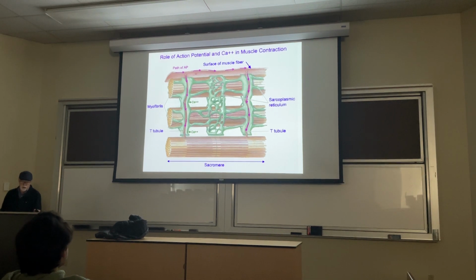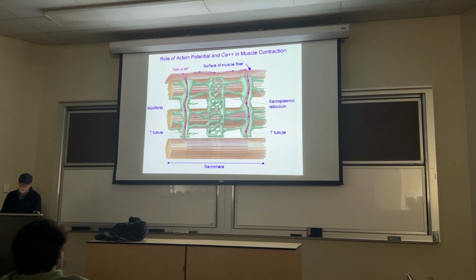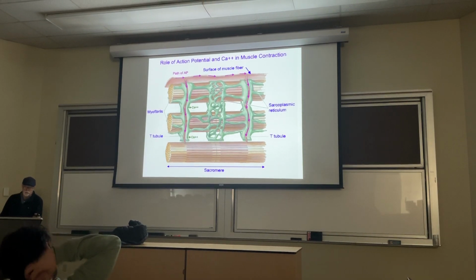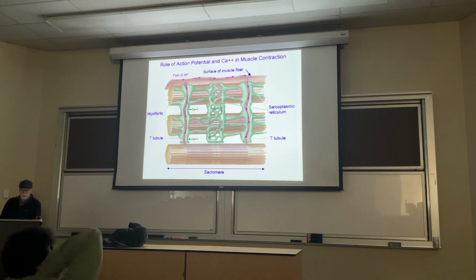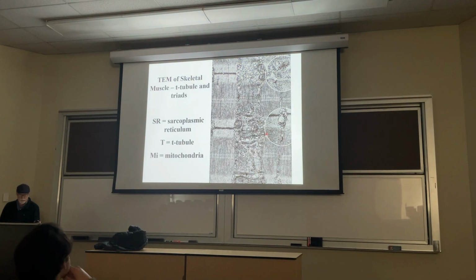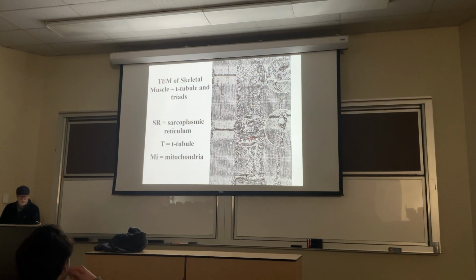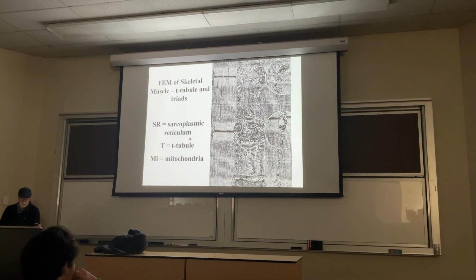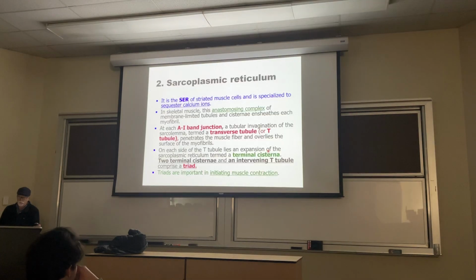Okay. So here's the path of the action potential. It comes down the transverse tubules and gets to these lateral sacs or terminal cisternae, and it allows the calcium to come out. So that's exactly right. And then it allows the interaction of myosin and actin. This is showing mitochondria here too.